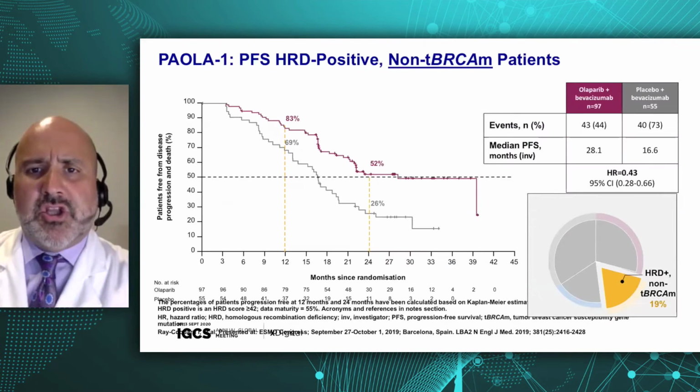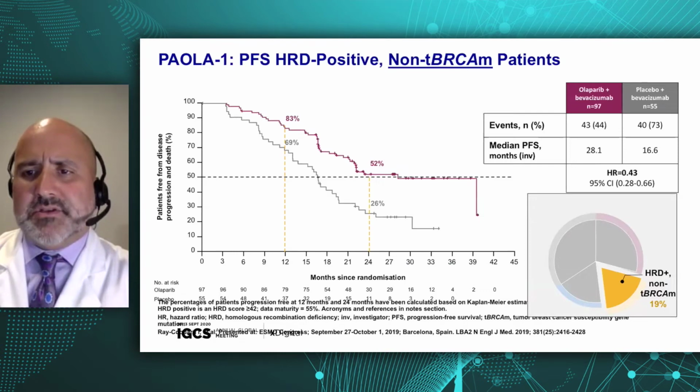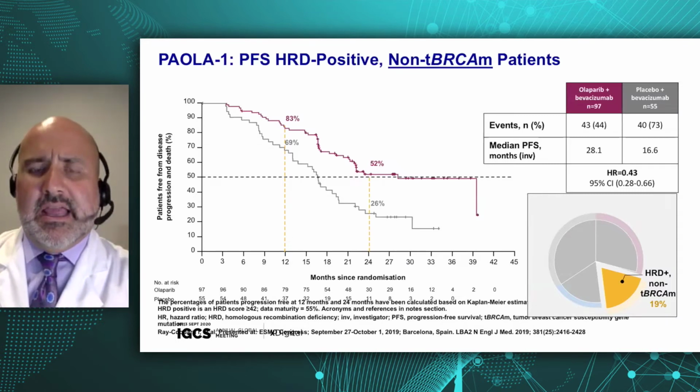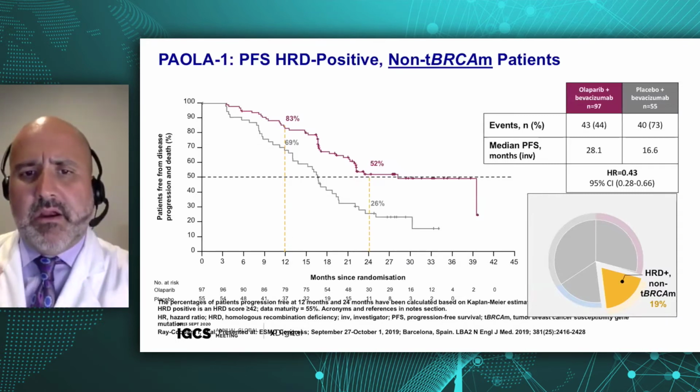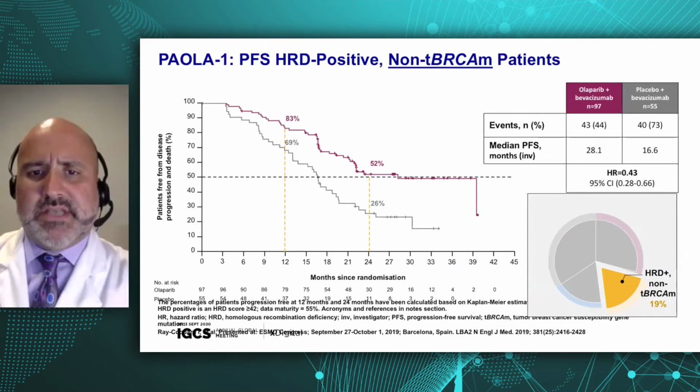Now, as we look at this group, HRD deficient patients, in the non-BRCA patients, we see again about a 12-month improvement. And here are the curves. This is looking just at that population. Again, the active comparator arm here is bev. We're seeing marked difference, almost doubling at 2 years of progression-free survival.